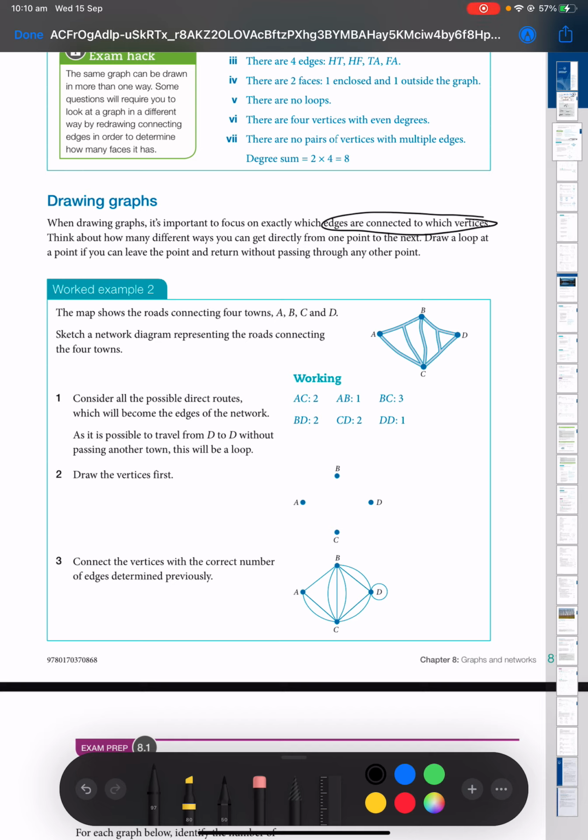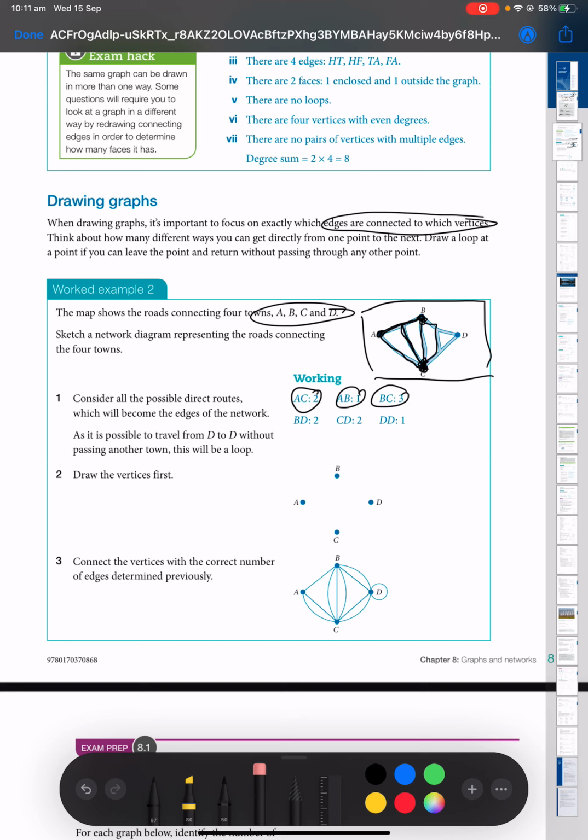So we need to sketch a network diagram representing the roads that are connecting the 4 towns A, B, C, D. Okay, so if we have a look here, this is the diagram that we've been given. We need to consider how many direct routes there actually are that are joining each of these here. So if we think from A to C, we've got 1 route, but we can also go this way. So there are 2 routes connecting A to C. If we look at A to B, well, there's only 1 way there. If we look at B to C, we can go this way. We can go this way, or we can go this way.